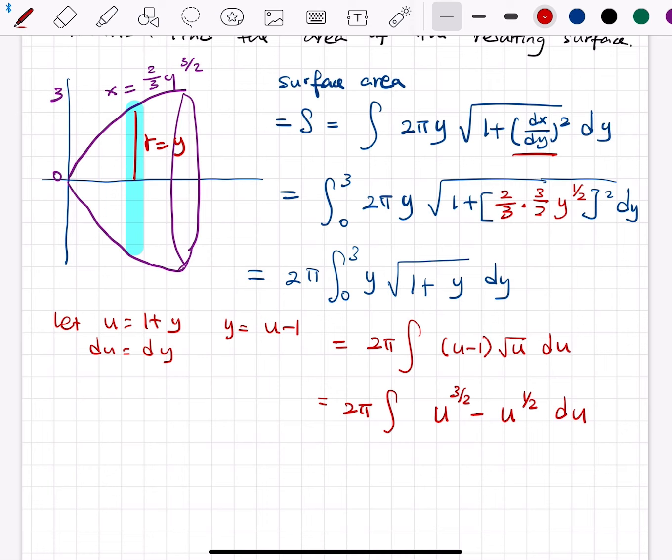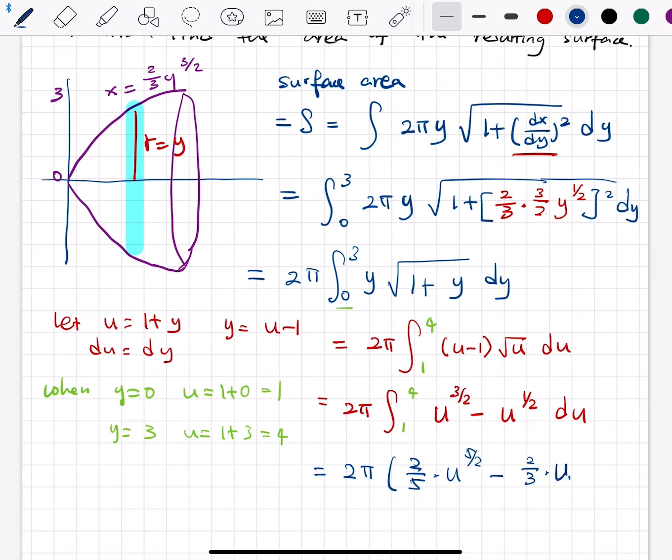Using the power rule to find the antiderivative. Now, when y equals 0, u is equal to 1 plus 0, which is 1. When y equals 3, u equals 1 plus 3, which is 4. So we ended up with 2 pi times, 3 over 2 plus 1, which is 5 over 2. So 2 over 5 multiplied by u to the 5 over 2, minus 2 over 3 multiplied by u to the 3 over 2, evaluated from 1 to 4.